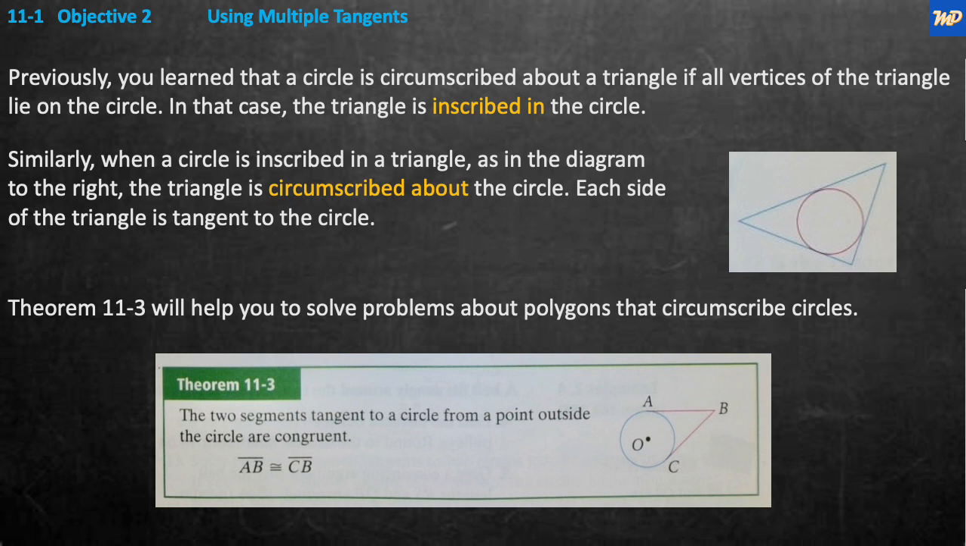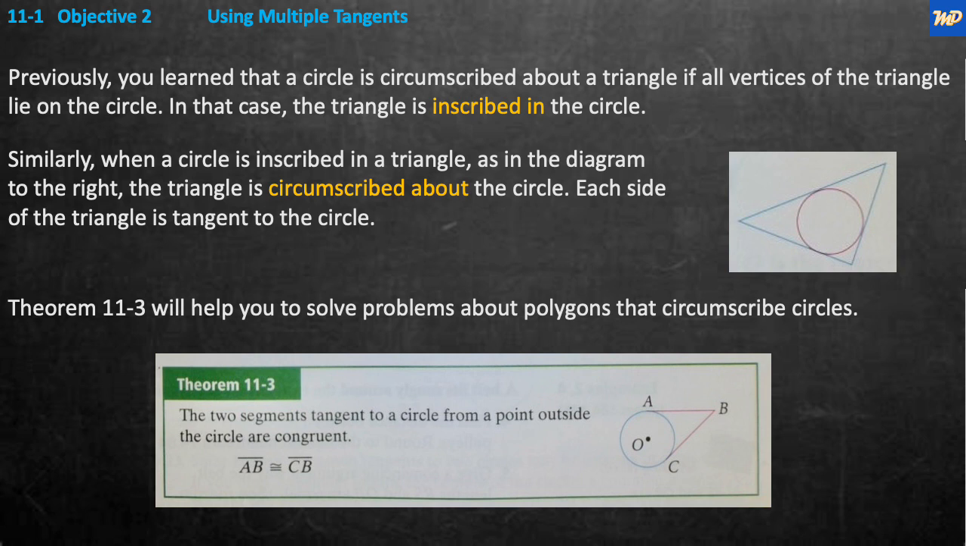It's inscribed in the triangle. As in the diagram it says, the triangle is circumscribed about the circle. This is hard to say, it's like a tongue twister. Each side of the triangle is tangent to the circle.